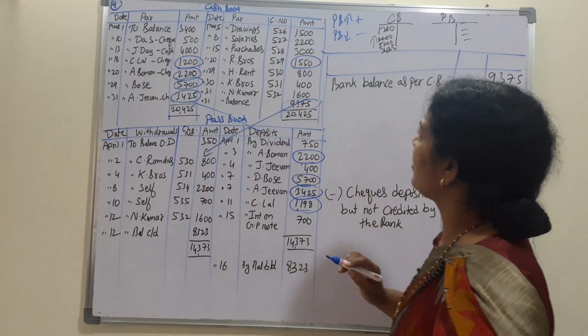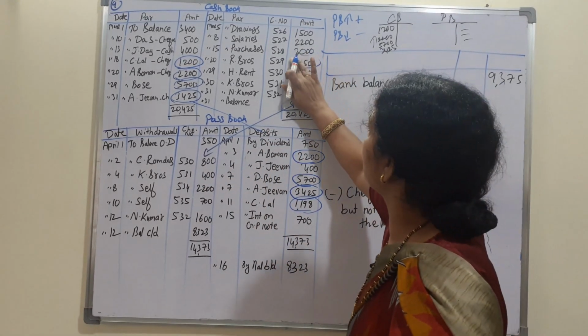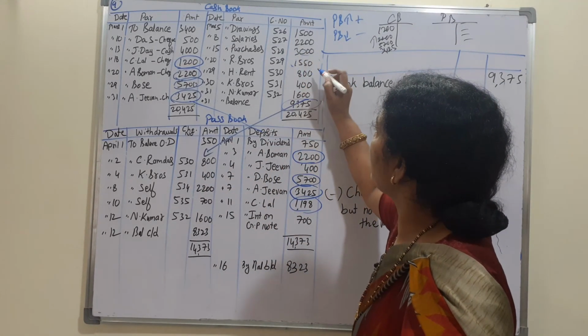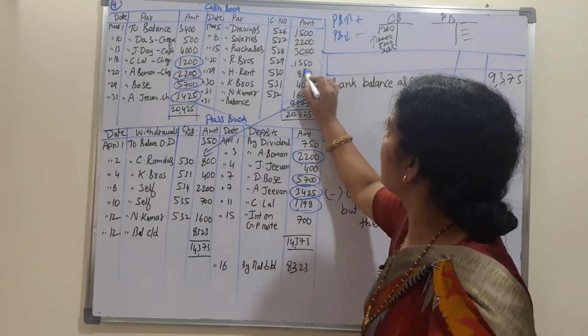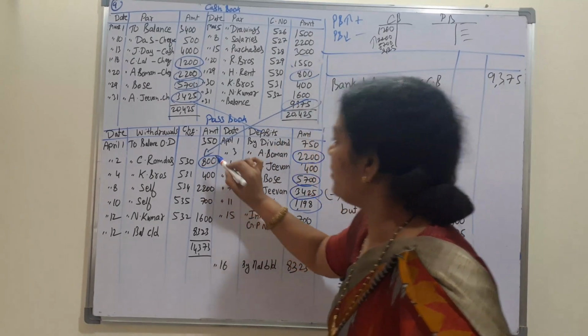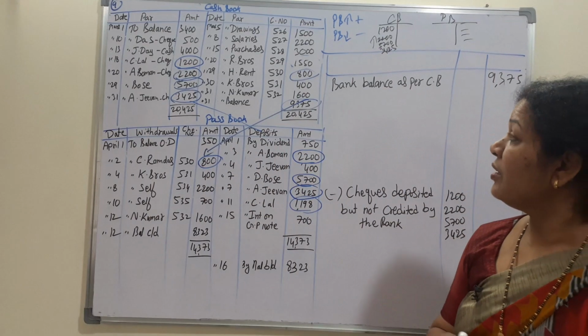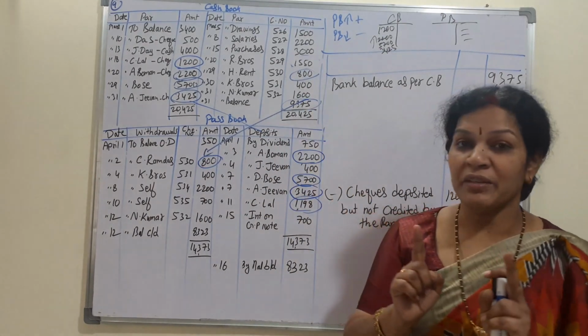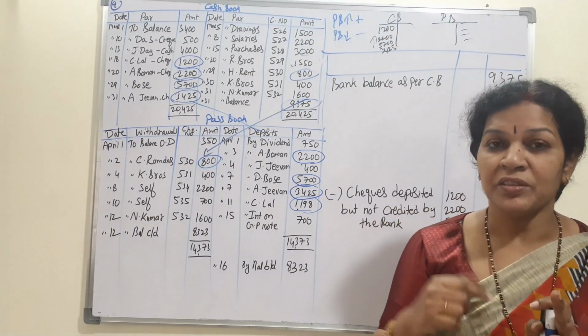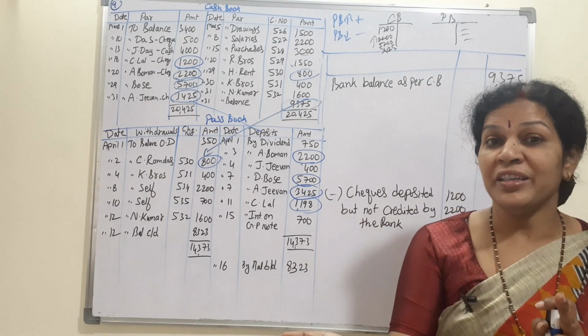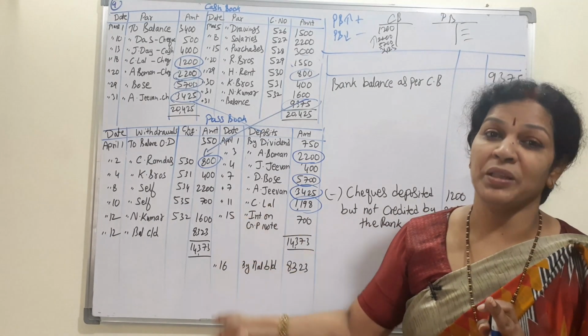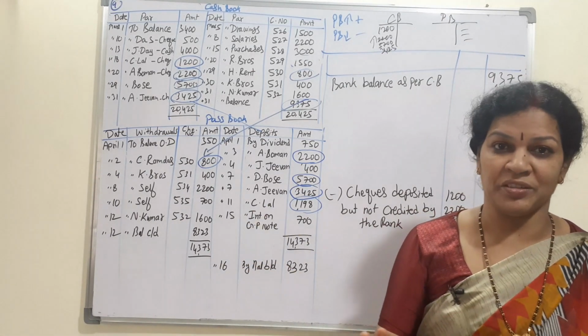Oh, sorry, it's here, no? 530 check is here, 800. 800 you are finding here. It means for house rent purpose I gave a check of 800 rupees. Check issued, but it is not presented for payment in the next month. Means in the same month it is not presented.